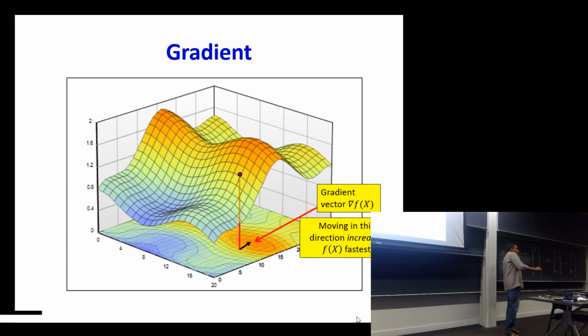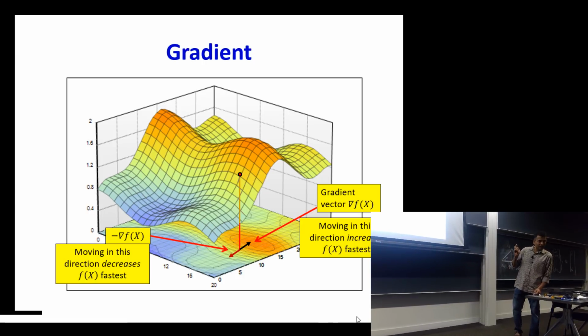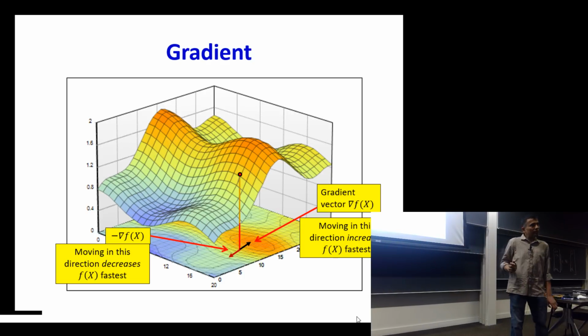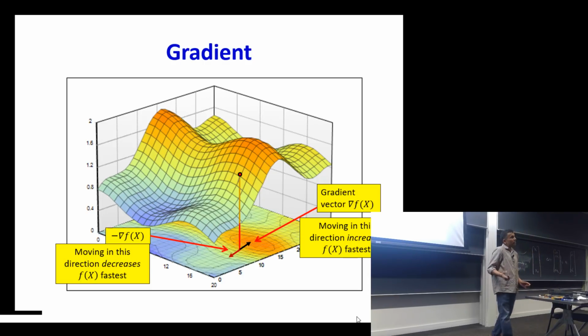And conversely, if you walk opposite to the gradient, what is going to happen? The function is going to decrease fastest, right? And so that is the negative gradient of f of x. And of course, at the turning points, it doesn't matter which direction you walk in, the function is not going to increase, so the gradient is 0.